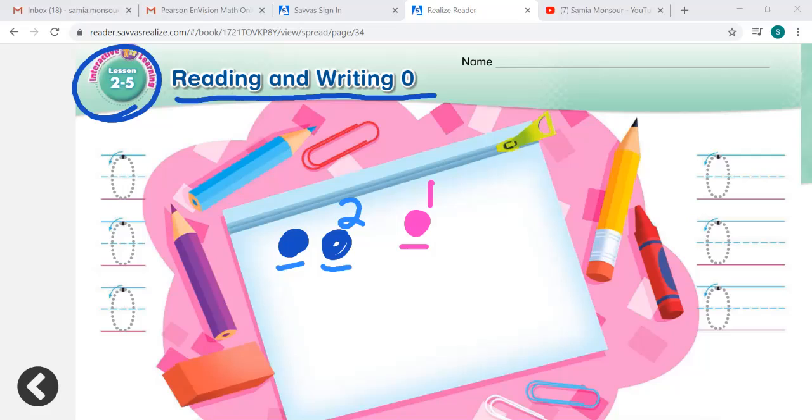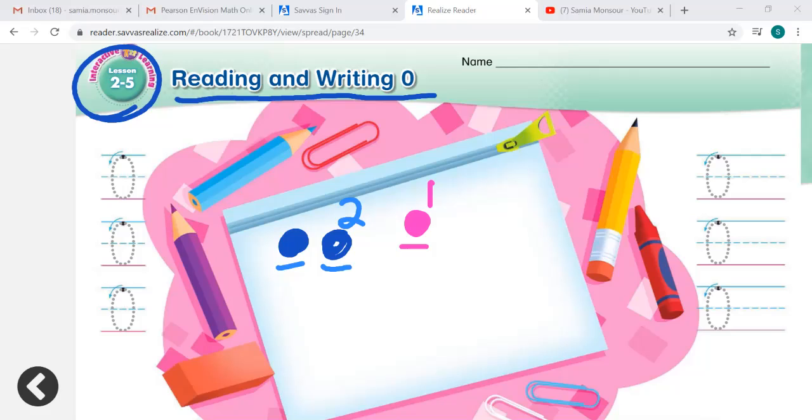So I want you to try to write 0 in the air. I want you to skywrite it. We start at the top. Get your finger pointed in the air, and you start at the top, go in a circle, come down, and come back up. And that is the number 0.